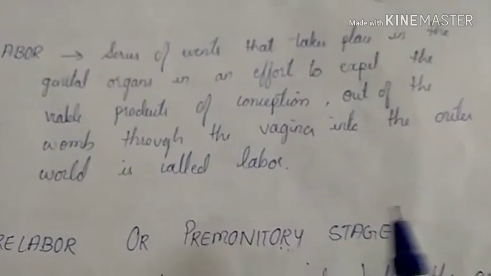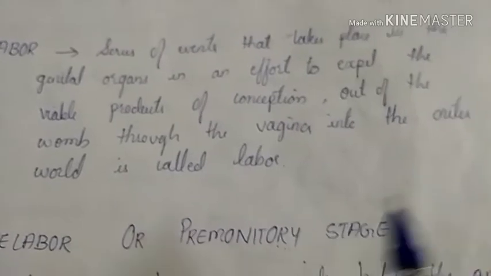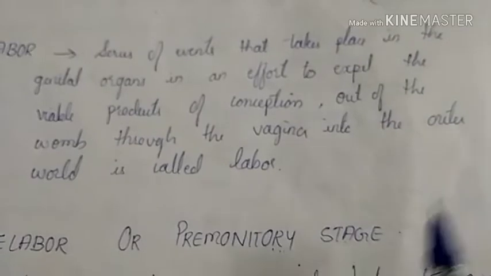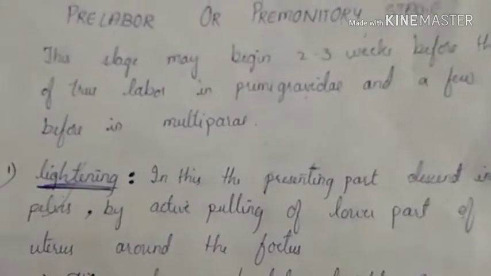In this stage there is increased uterine contraction, and this stage begins about 2 to 3 weeks before in the primigravida and about a few days before in multipara. In this stage, the first one is lightning.